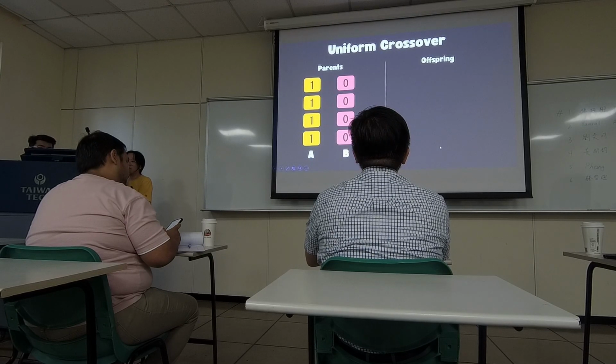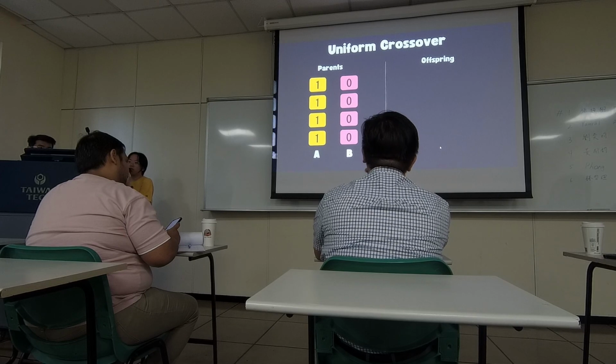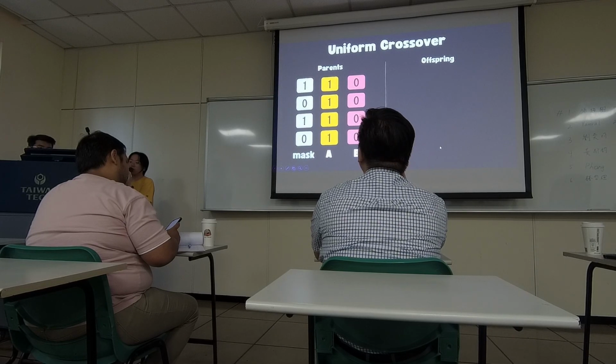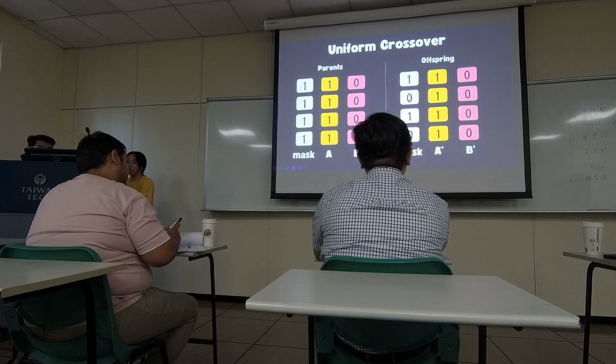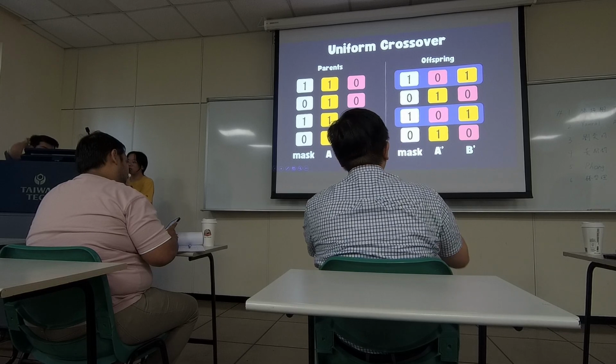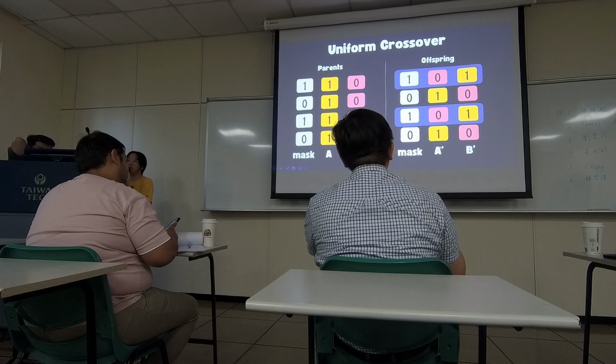And next is uniform crossover. This one is a little bit different because before the crossover, we have to randomly generate a new binary bit string. Here we call it a mask. If the mask equals 1 in a position, it means that the genes in this position have to be swapped. And this is called uniform crossover.